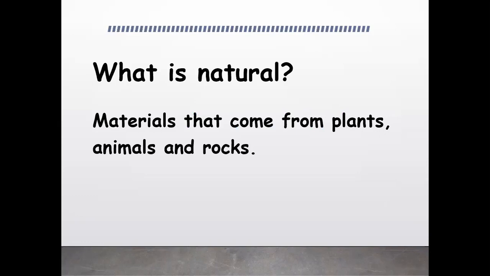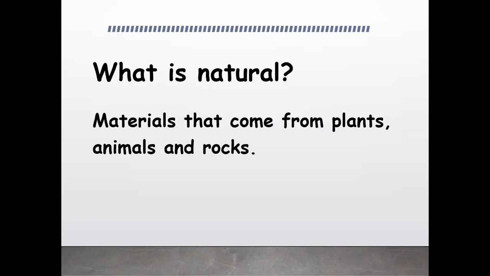Then what does it mean by natural? Natural, of course, means that it's found in nature. God created them. Those are the materials that come from plants, animals, and rocks. Why especially those three? Because they are the things found in nature. So natural means materials that come from plants, animals, and rocks, because they are in nature. God created them and man didn't make anything in them.